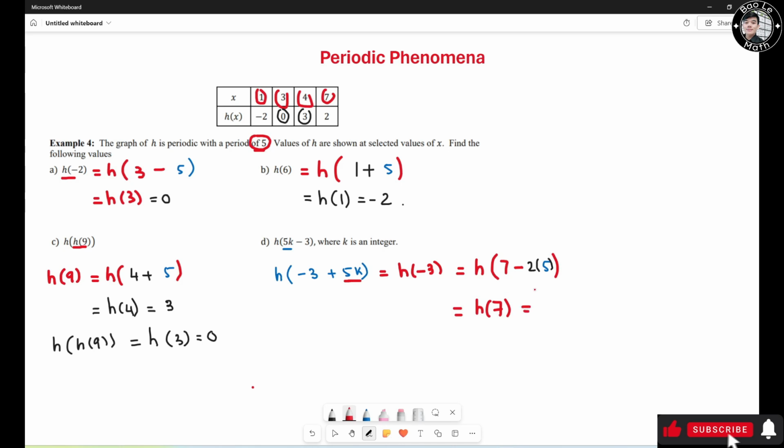Keep in mind, when you manipulate this one, but the number is not right here, you need to find another way to manipulate this one, right? Alright, so h of 7 is going to be 2 right here.